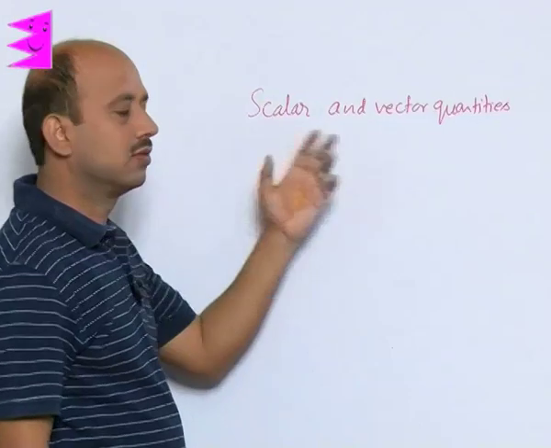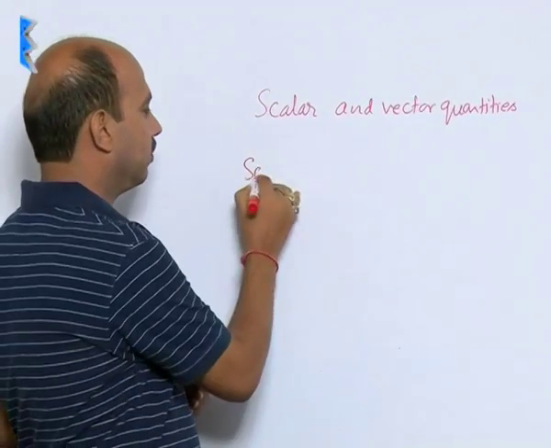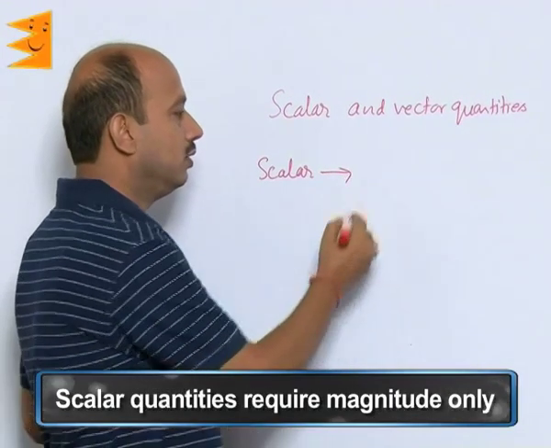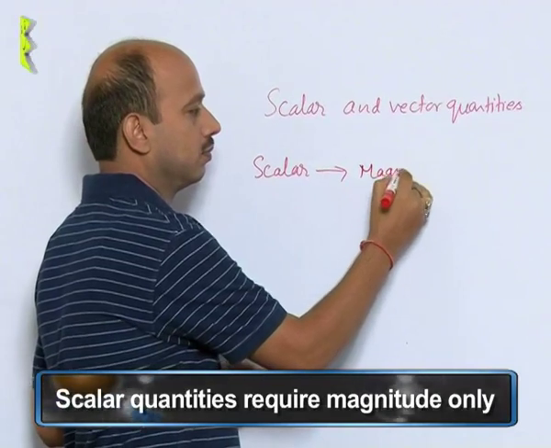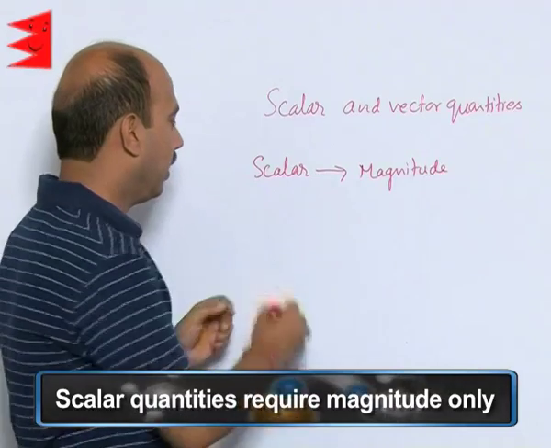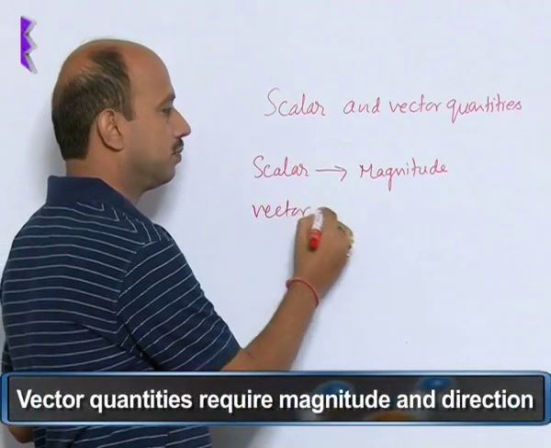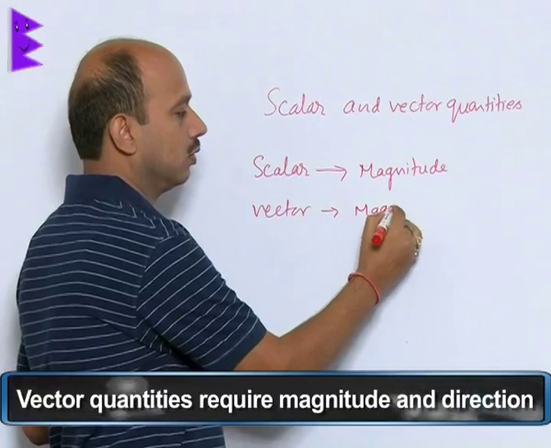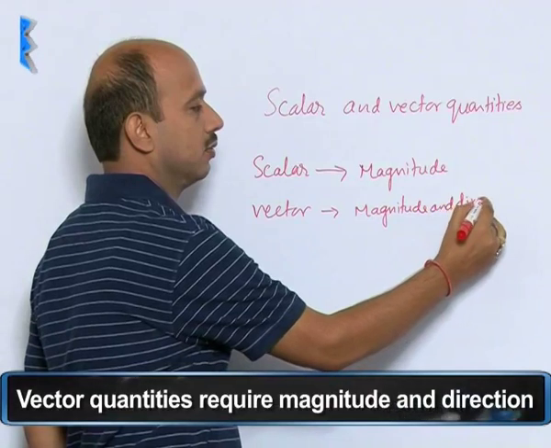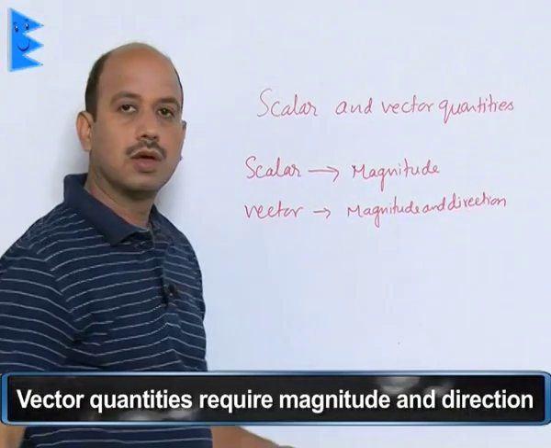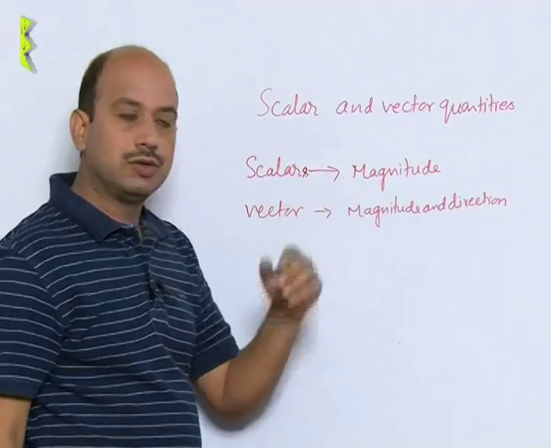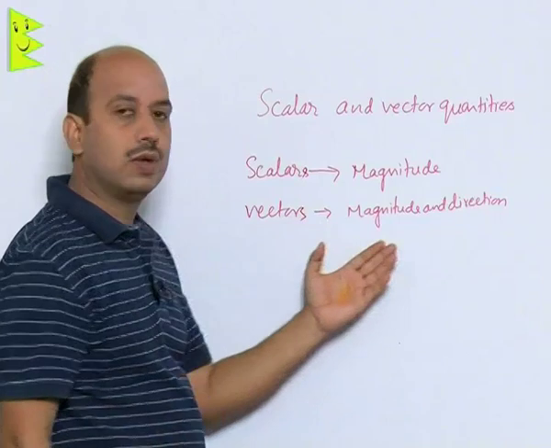What are scalars? Scalar quantities require just magnitude for their description, whereas vector quantities require magnitude and direction. So, for scalars we just need magnitude, for vectors we need magnitude and direction.